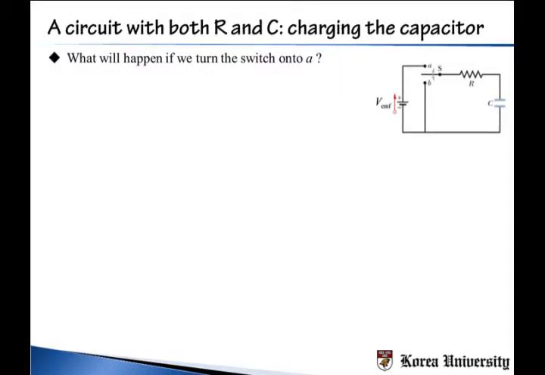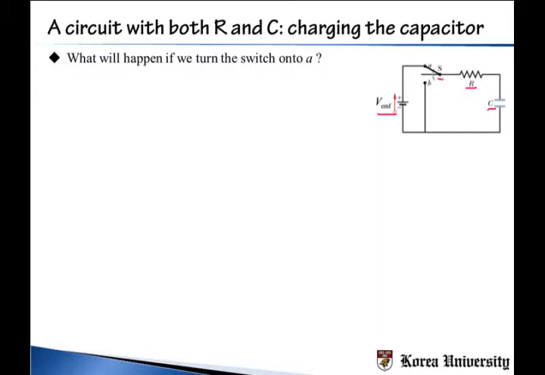Okay, we have just seen the simulated experiment including the capacitor and resistor. So here we will try to understand what we have seen using mathematical theory. Here we have a similar circuit with a battery, a resistor, a capacitor, and also a switch. So what will happen if we turn the switch onto A?